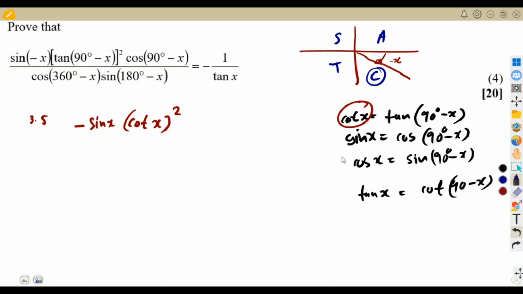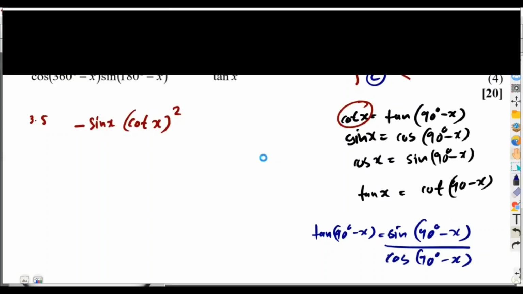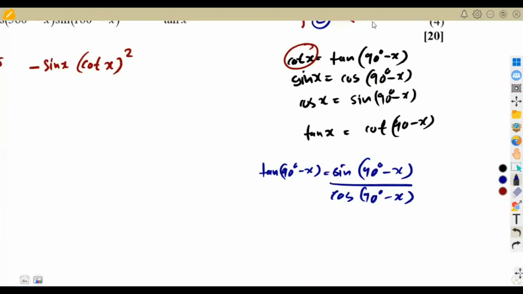And the other way that we could have worked this out is to say tan is the same as sine over cos. So tan 90 degrees minus x is going to be the sine of 90 degrees minus x over the cosine of 90 degrees minus x. But we know that the sine of 90 degrees minus x is equal to cos x. So this will be cos of x over the cos of 90 degrees minus x, which is the sine of x. So cos over sine gives us cot, which is the same as the one that we have.